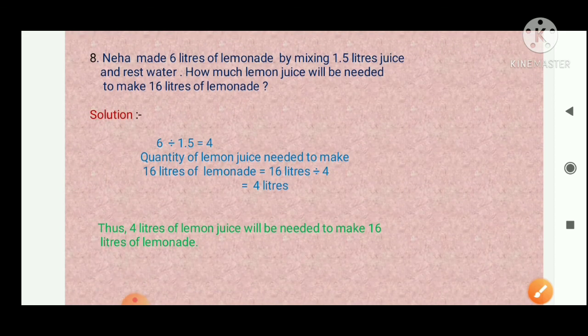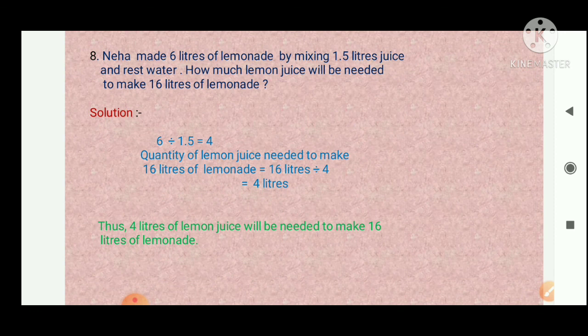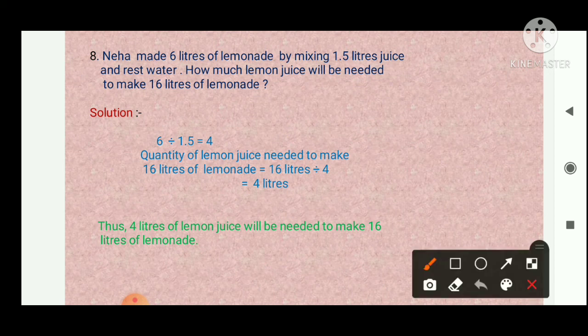Next word problem. Neha made 6 liters of lemonade by mixing 1.5 liters juice and the rest water. How much lemon juice will be needed to make 16 liters of lemonade? See student, here Neha made 6 liters of lemonade by mixing 1.5 liters of lemon juice and the rest of water. Now here we have to find out how much quantity of lemon juice will be needed to make 16 liters of lemonade.